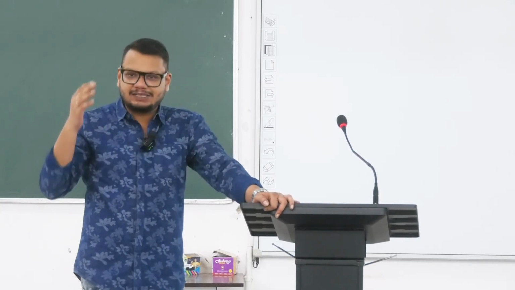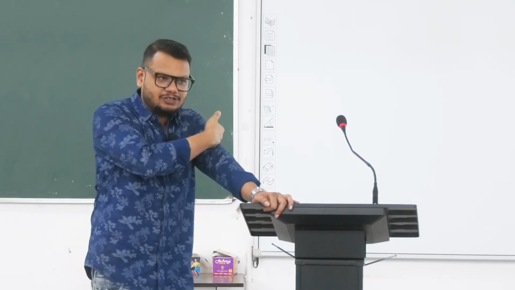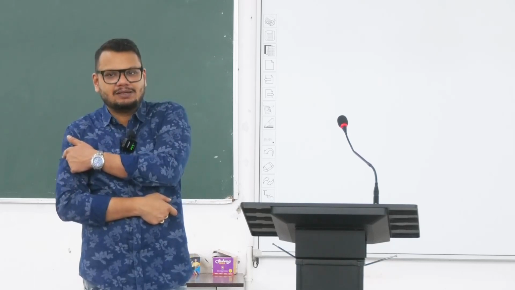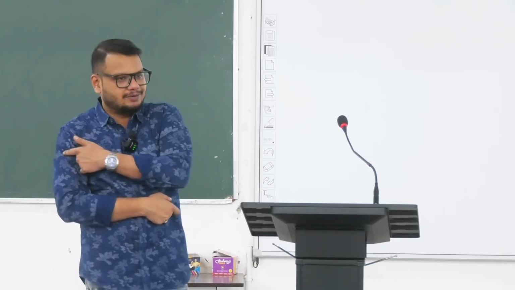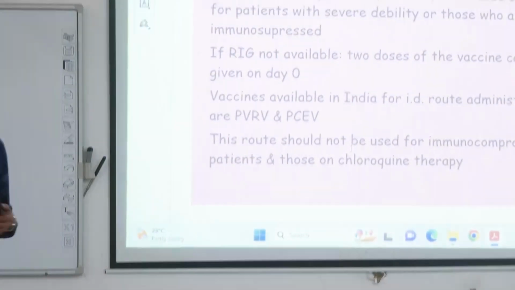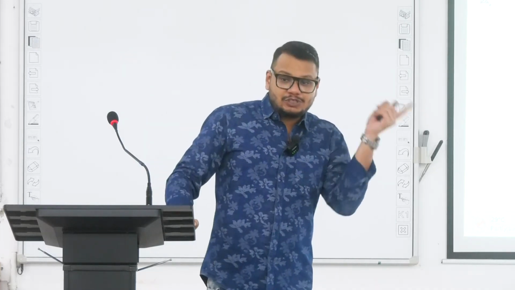Okay. So a person has come to you with a dog bite. You give tetanus on the left deltoid and you give rabies vaccine on the right deltoid. Okay. So what is the dose? 0. 0 means on the day of the dog bite. 3 means from the day of the dog bite to the 3rd day. 7 means not from 3 to 7, from 0 to 7.